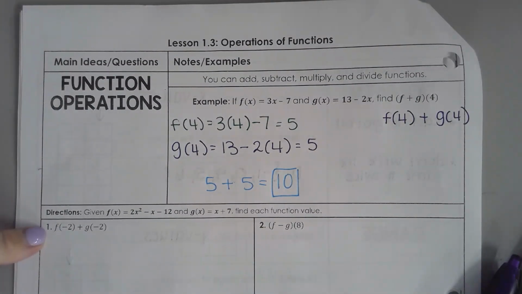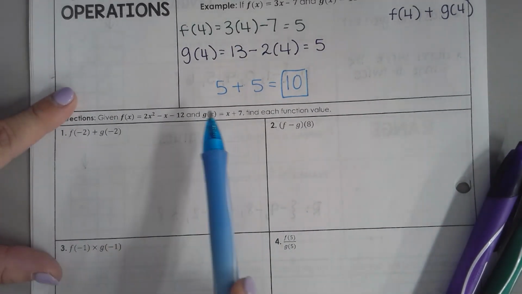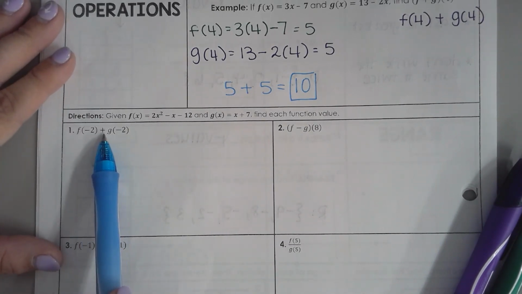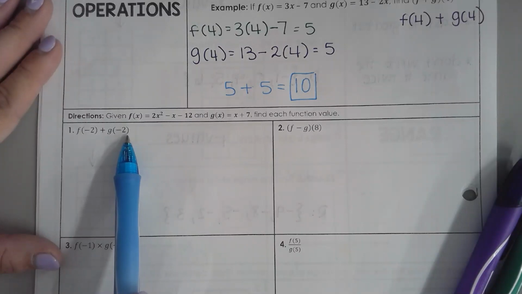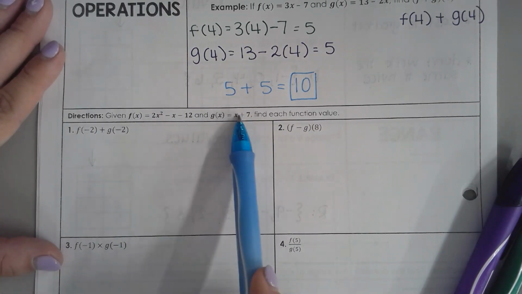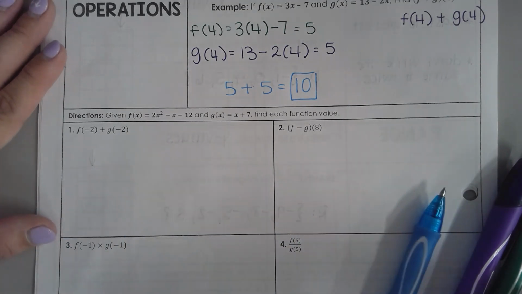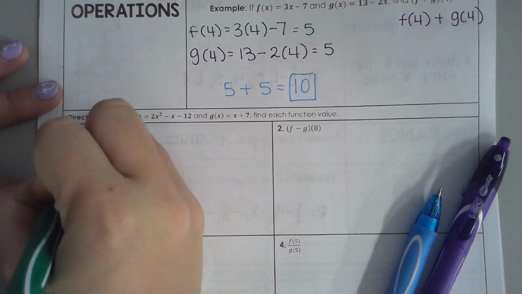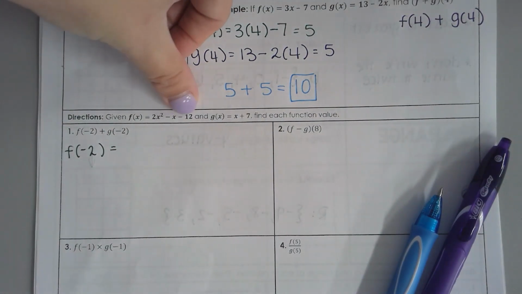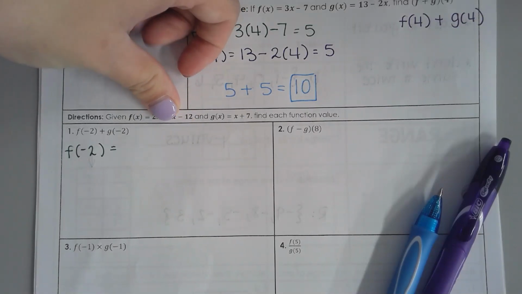So number 1, I've given you two functions here in the directions. You're going to find f of negative 2 plus g of negative 2. So I'm going to take negative 2, plug it into f, take negative 2, plug it into g, and add my two answers. So let's start with f of negative 2. Now this function, there are two x's, so I'm going to put a negative 2 in for both of them.